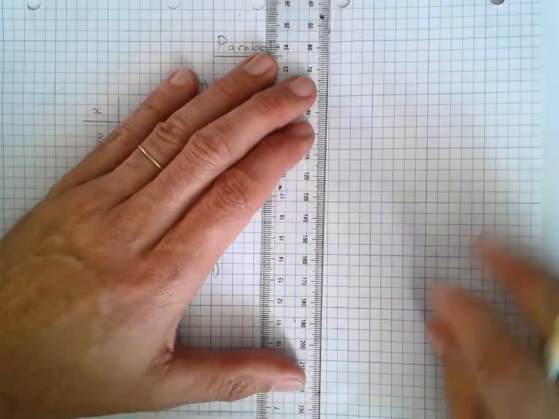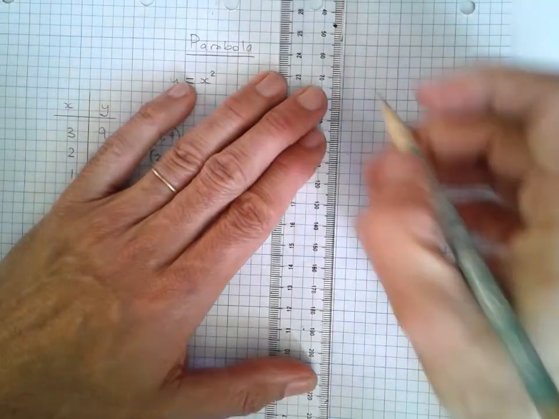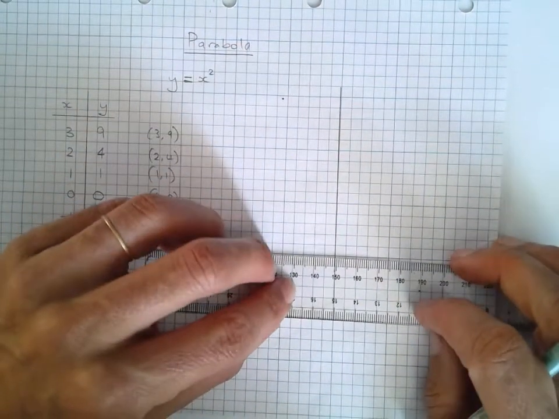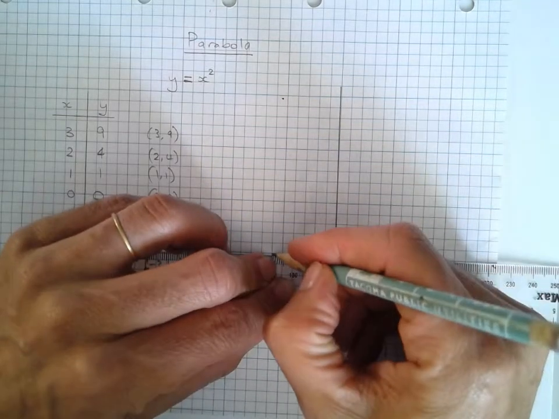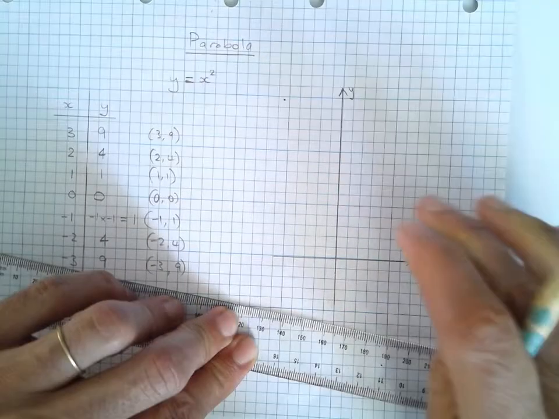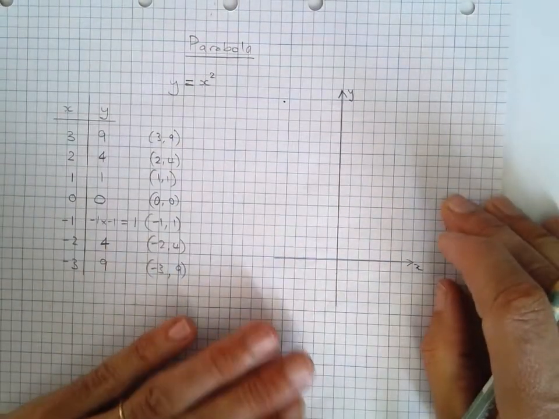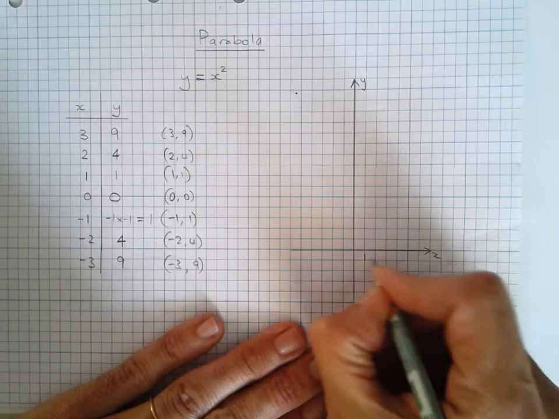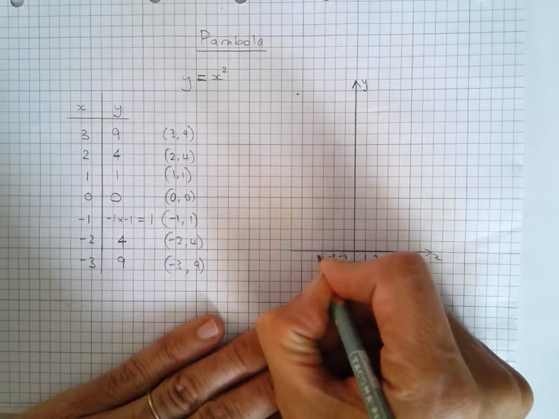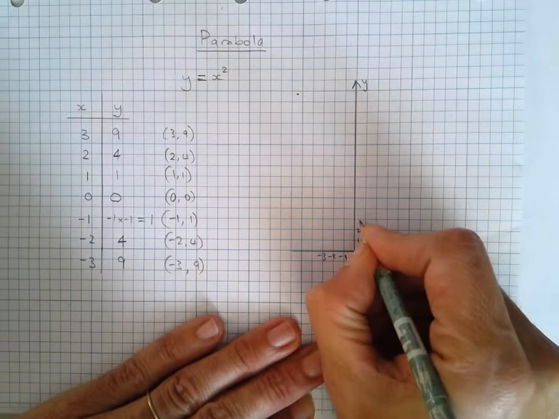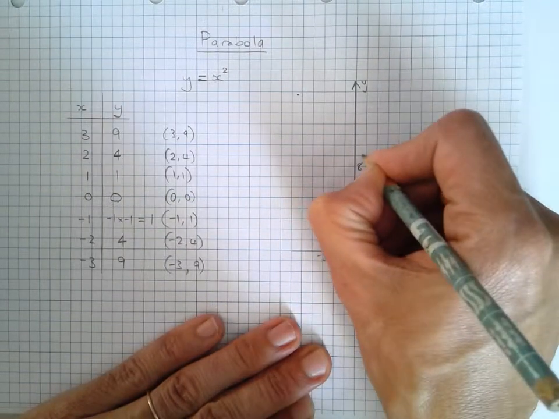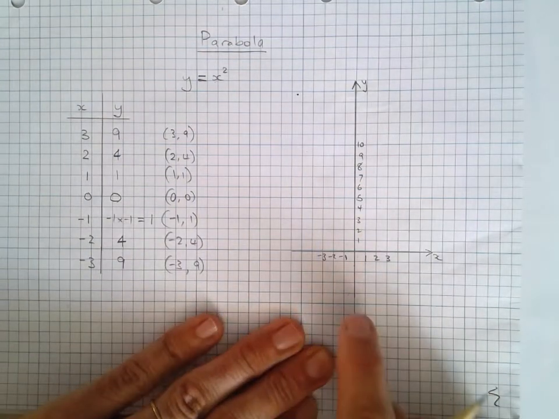So now we can have a look over here, and we'll actually graph the relationship y equals x squared. So there's my y-axis and my x-axis. Remember, we'll label those x and y. Now I want to put a scale on here, so 1, 2, 3 for x, and I'll also have negative 1, negative 2, negative 3, and 1, 2, 3, etc. for y. So on. So let's plot these points.